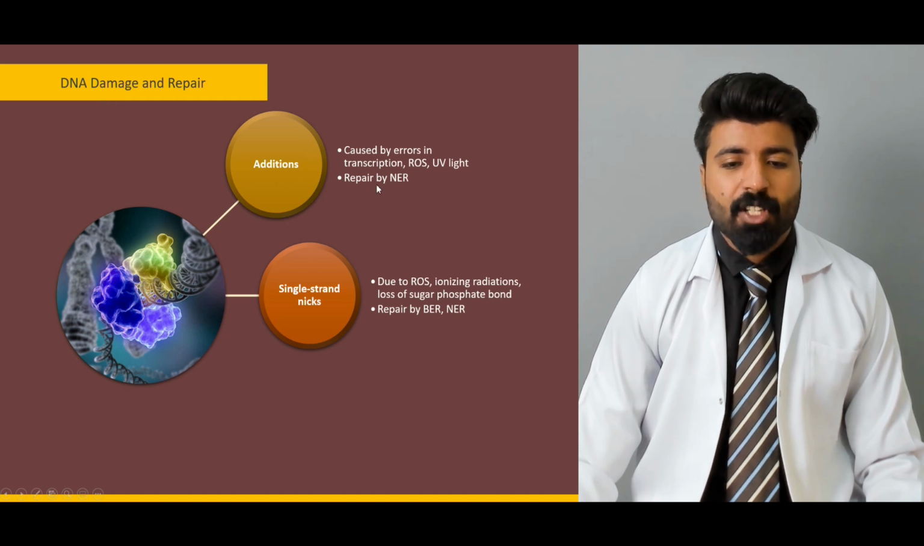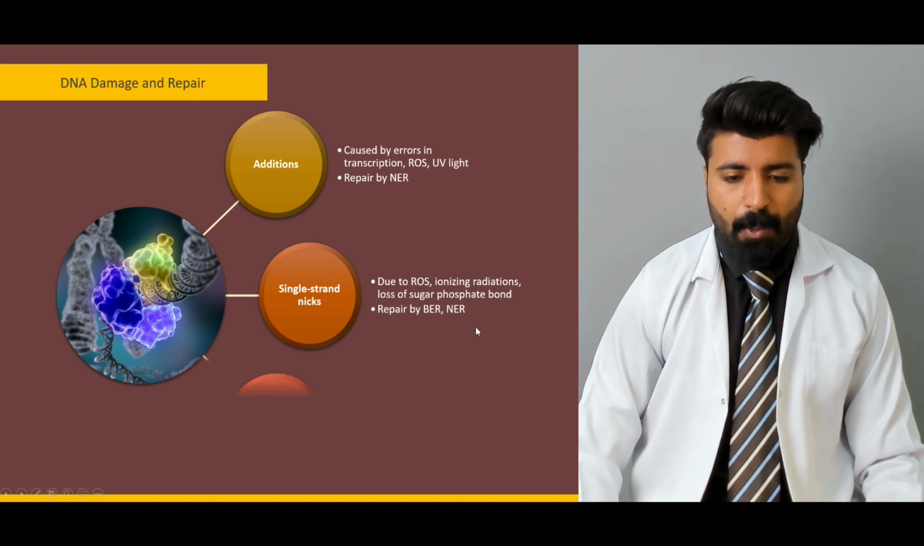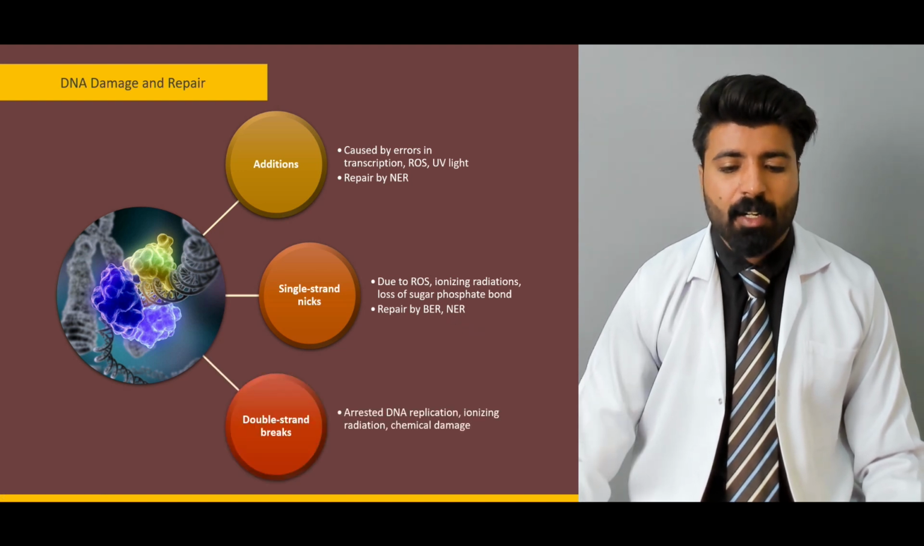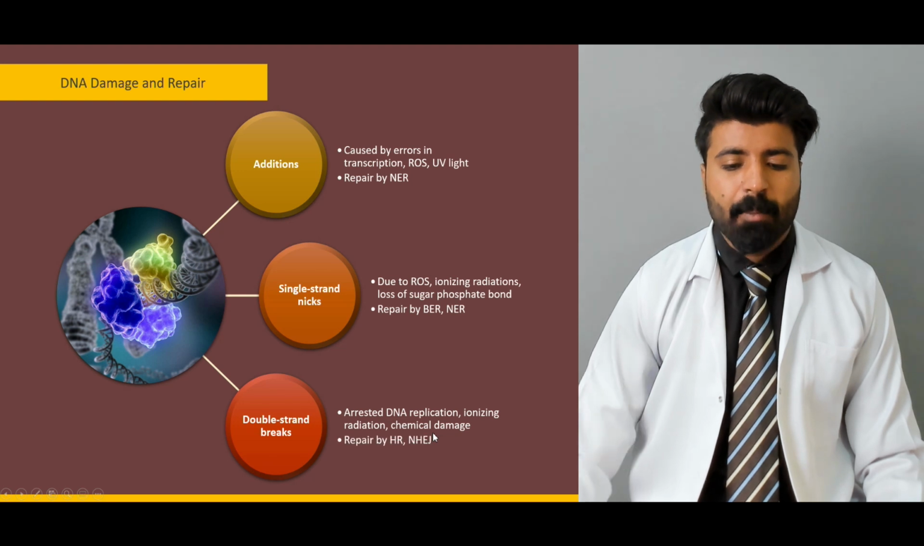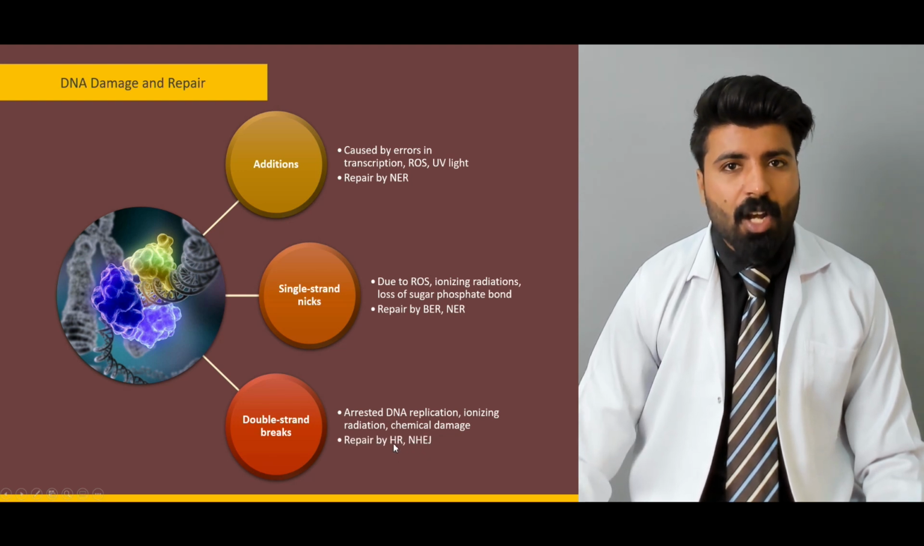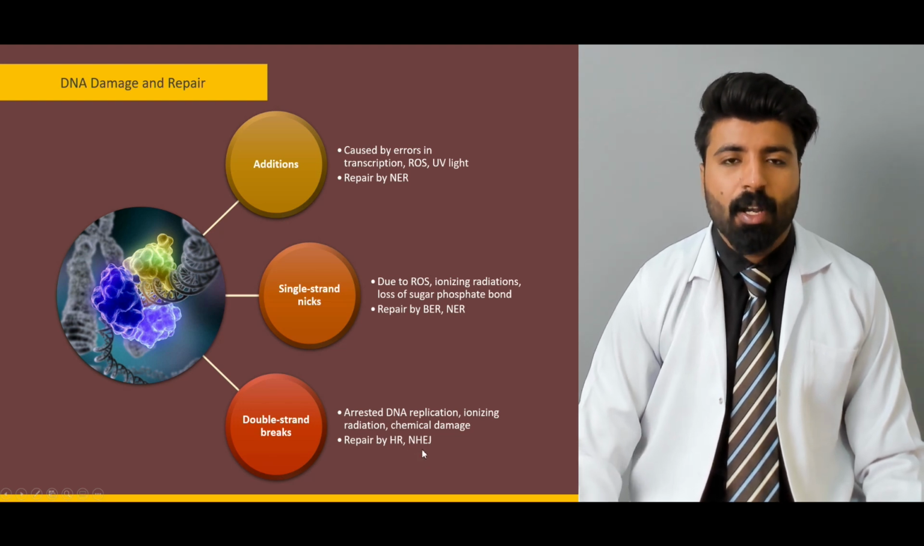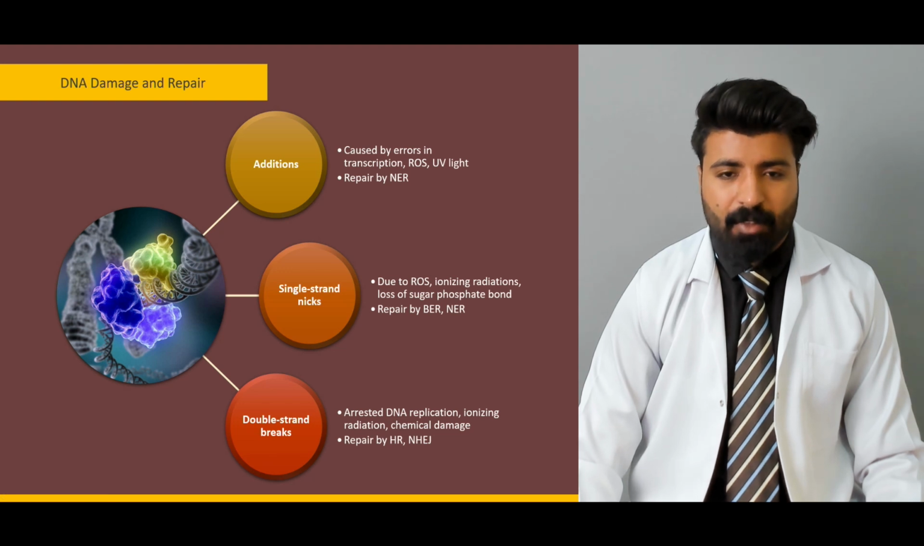But basically, additions are repaired by NER, nucleotide excision repair. Single-stranded nicks are helped with base excision repair and nucleotide excision repair. And then double-stranded breaks are actually due to arrested DNA replication, ionizing radiation, and chemical damage, and can be repaired by HR and NHEJ, meaning homologous recombination and non-homologous end joining.